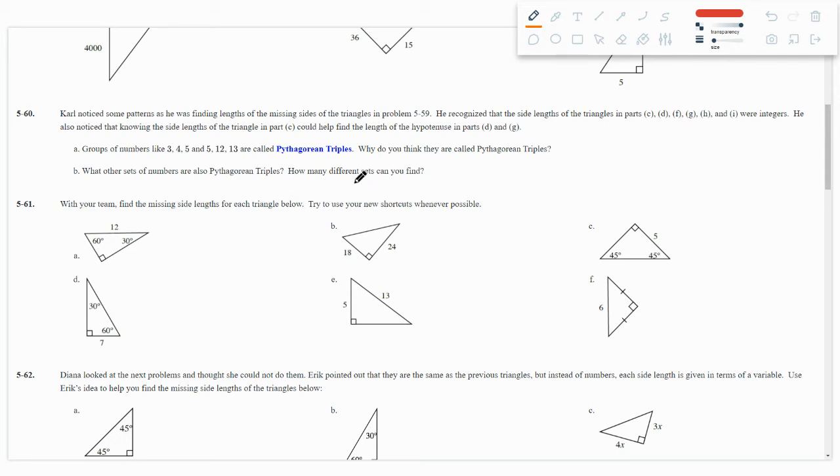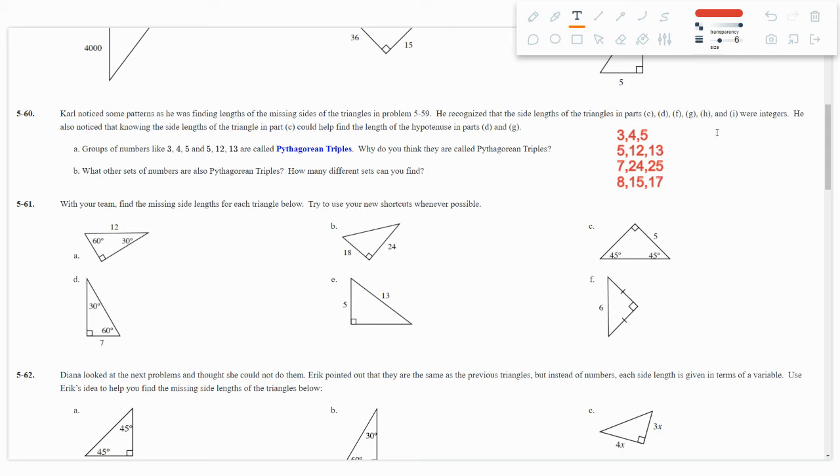If we take a look at our screen, we know 3, 4, and 5 will work, and then 5, 12, and 13 work. Actually, I'm going to make this into text so that it's a little more clear. So we have 3, 4, 5. We have 5, 12, 13. Here's another one: 7, 24, 25. We have another one, 8, 15, 17. Those are the four most common Pythagorean triples that you will see.